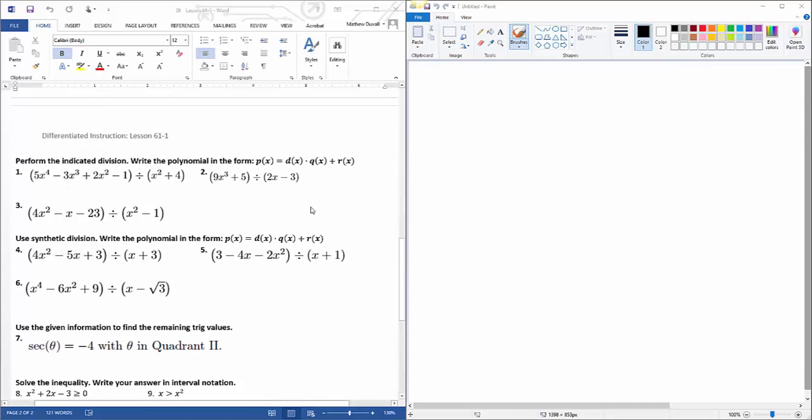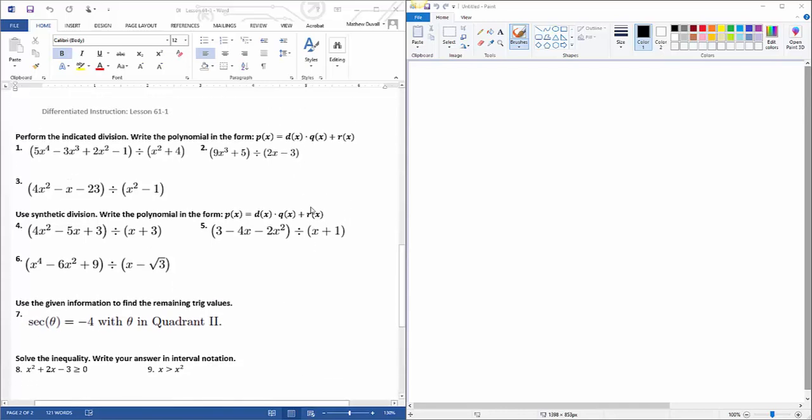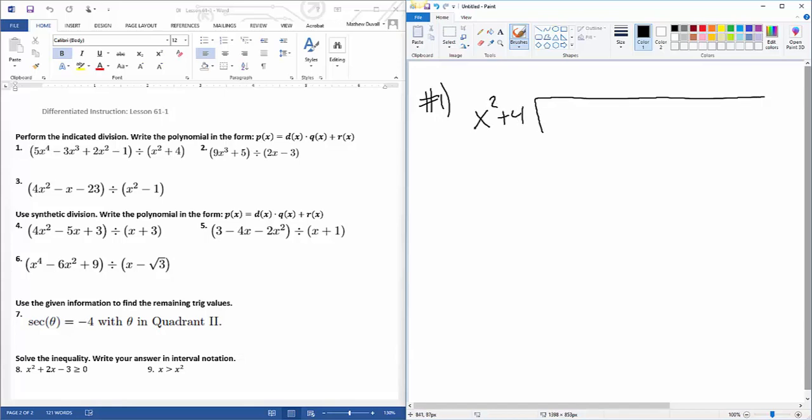All right, this is DI 61-1. So let's go ahead and go through this. It says perform the indicated division. So let's do number 1. So setting this up, the x squared plus 4 goes on the outside.